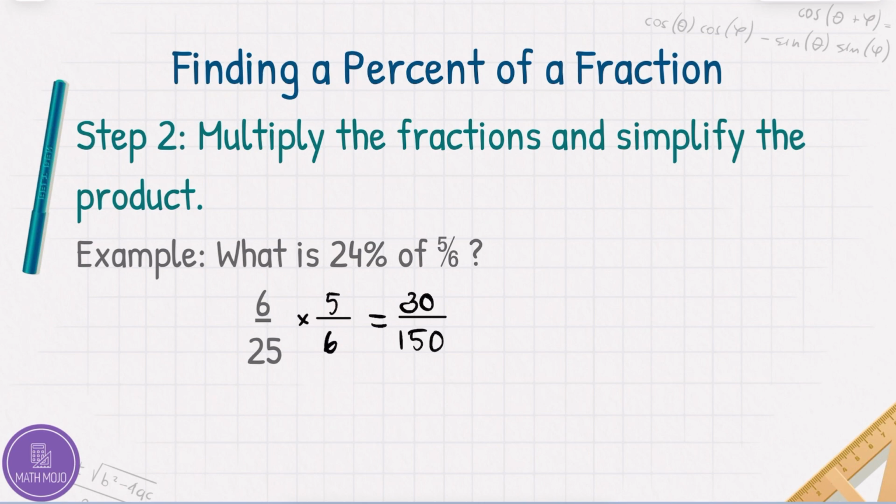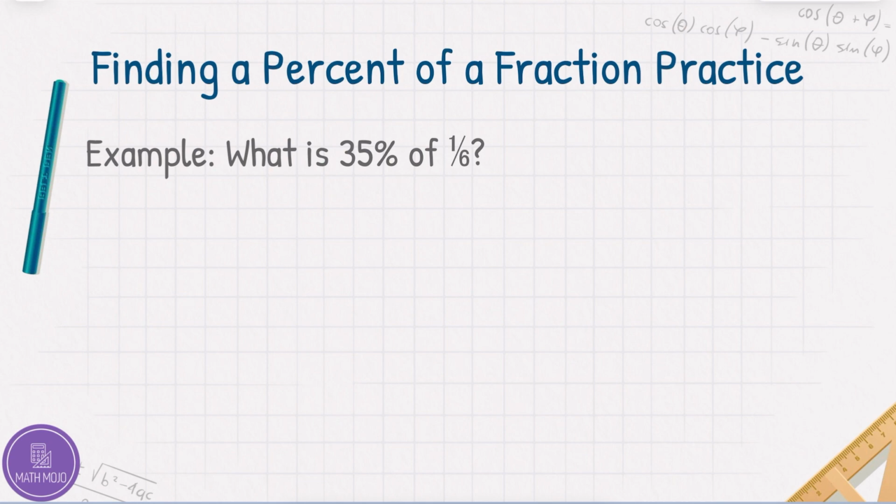And then we can simplify this further. We can divide by 30, which is going to give us 1. And then dividing 150 by 30 is going to give us 5. So our final answer is 1 over 5. Now pause this video and try this example on your own, and then we'll take it up together.